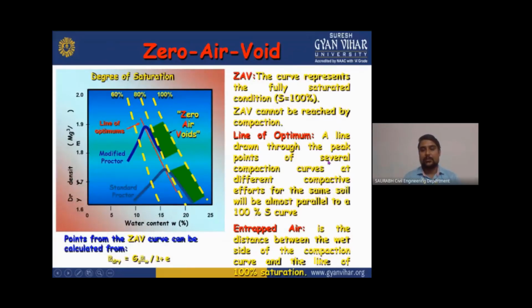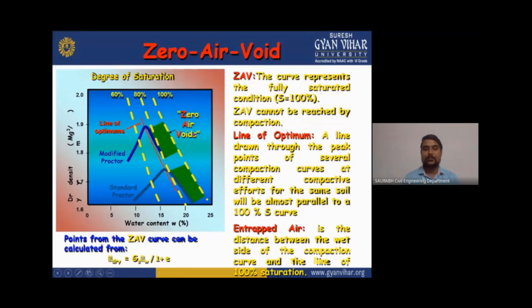Now we will see what is the zero air voids. As you can see here, the figure shows the dry density and water content relationship, and this is also known as the degree of saturation graph. And ZAV, as you can see here, known as zero air voids, the curve represents the fully saturated condition, where S will be equal to 100%, and ZAV cannot be reached by compaction.